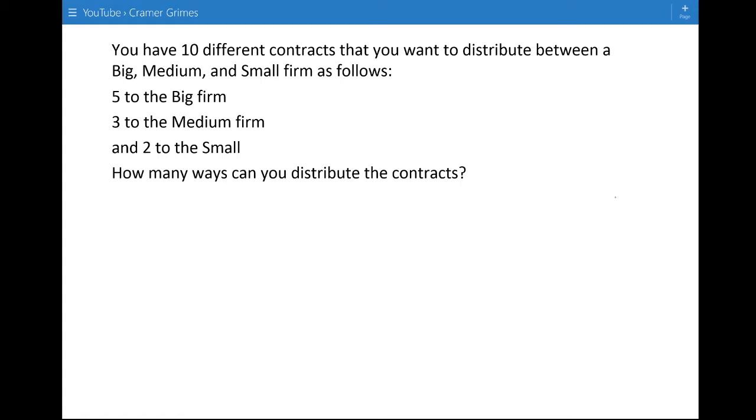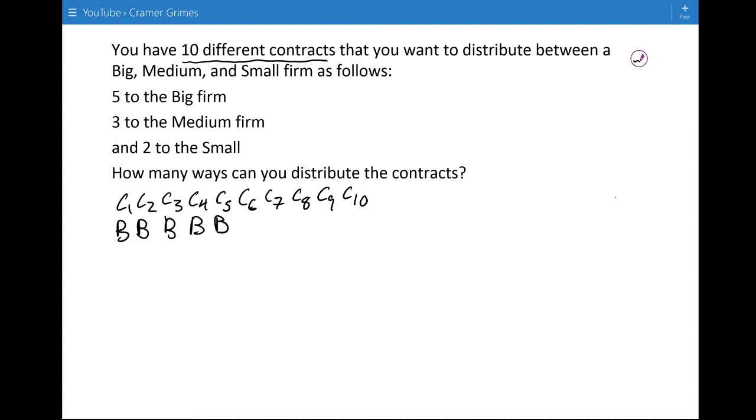And so when I think about this problem first, I want to note that all of these 10 contracts are different. So I could have contract 1, contract 2, 3, 4, 5, 6, 7, 8, 9, 10. And one way that I could distribute these contracts among my big, medium, and small firm would be to send the first 5 to the big one, the next 3 to the medium, and the last 2 to my small firm.